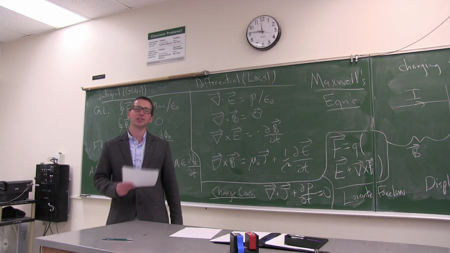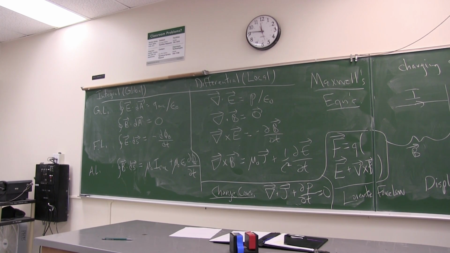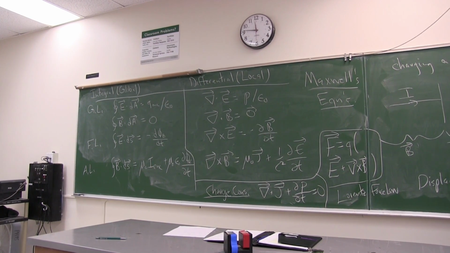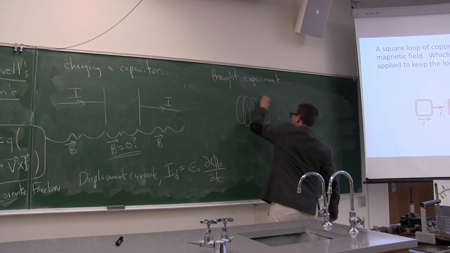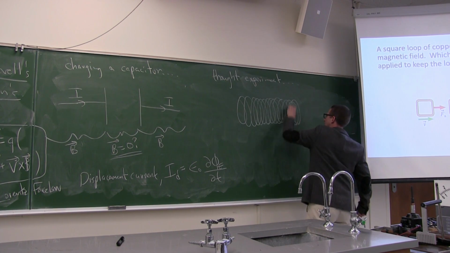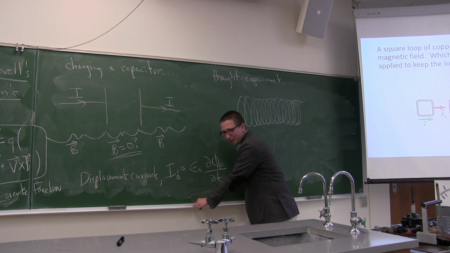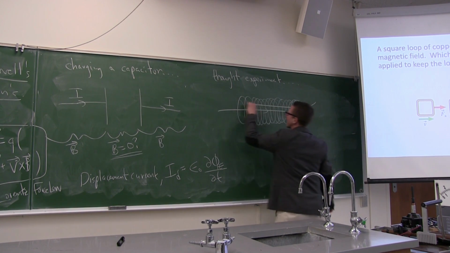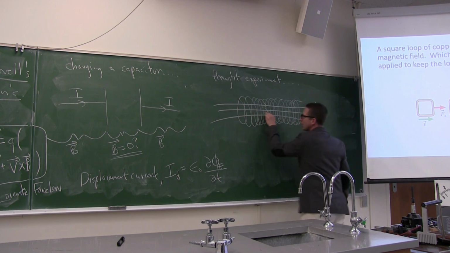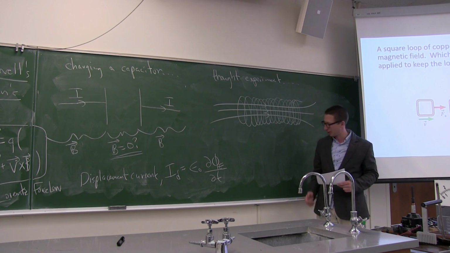It's kind of a strange thing. Let's do a thought experiment here. Let's say I have a large solenoid. A solenoid produces a magnetic field that kind of looks like this. If it's a long solenoid, there's no field out here. All the field is contained inside the loops of the solenoid.